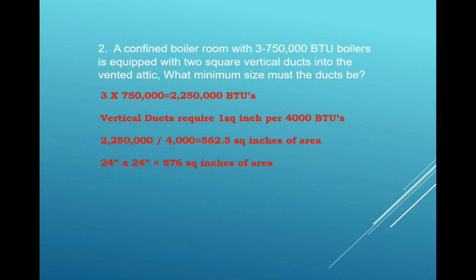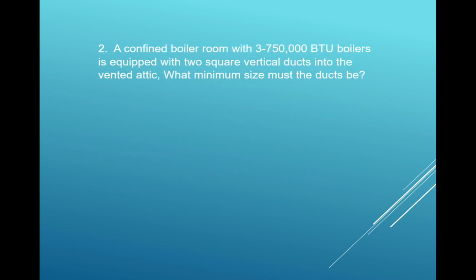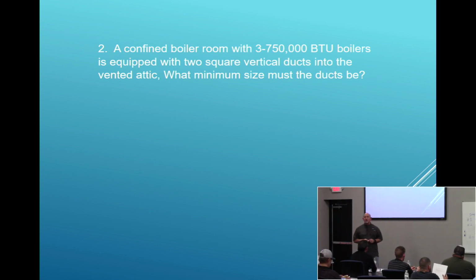Number 2, I've got a confined boiler room with three 750,000 BTU boilers equipped with two square vertical ducts into the vented attic. What minimum size must the ducts be? So, 750,000 times 3 is 2,250,000 BTUs. So 2,250,000 divided by what?